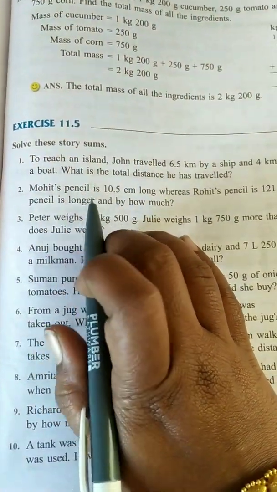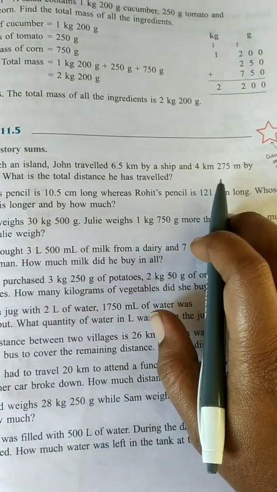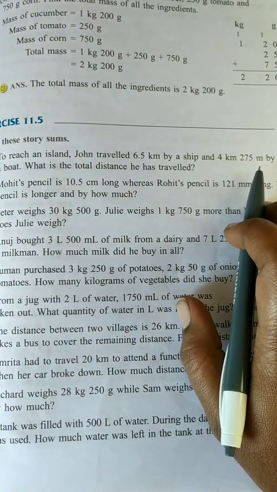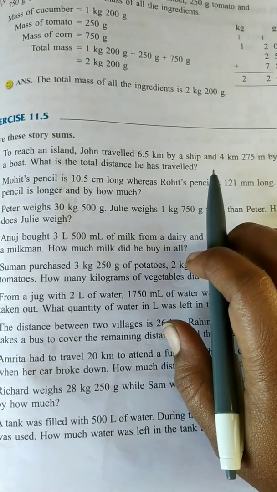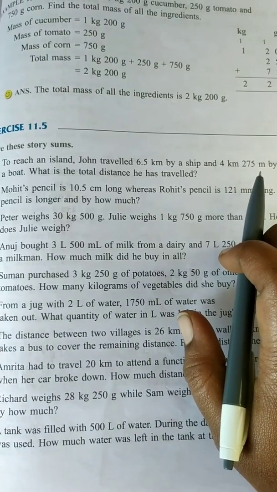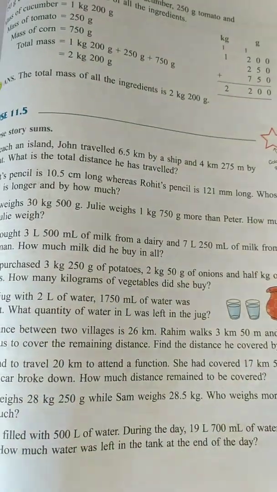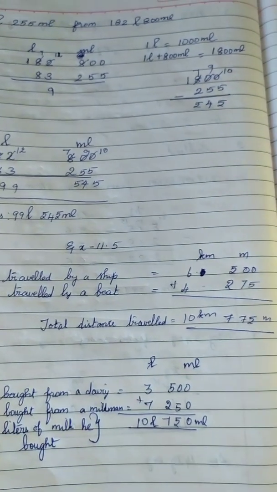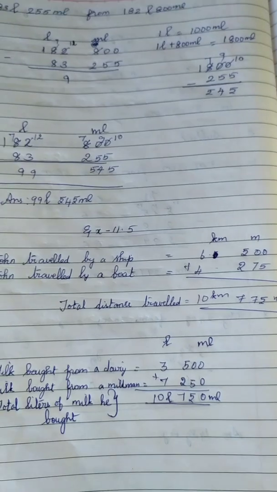Your first problem: to reach an island, John travelled 6.5 km by a ship and 4 km 275 meters by a boat. What is the total distance he travelled? So a person is travelling by ship a few kilometers and by boat a few kilometers, and we are going to find the total distance he has travelled. To find it, we are going to add both distances, by ship and by boat. If we add that, we will get the total distance he has travelled.